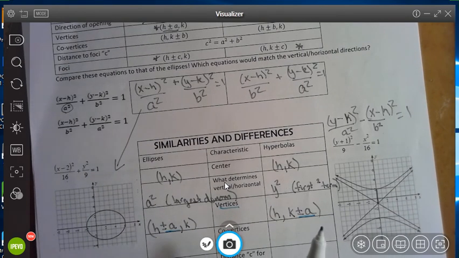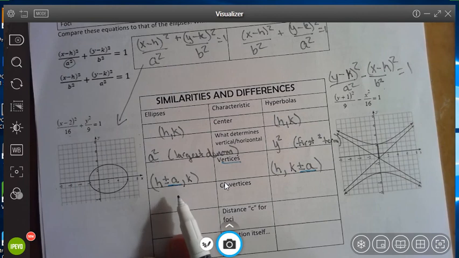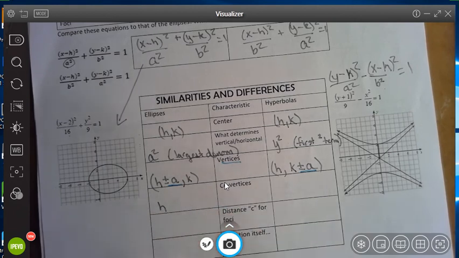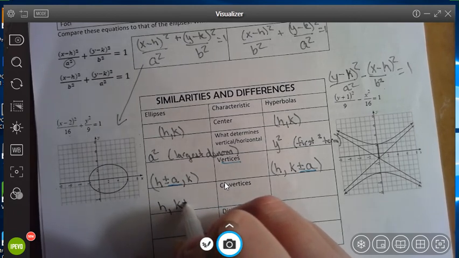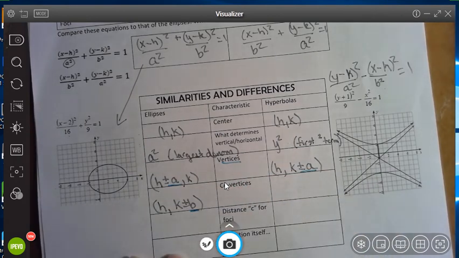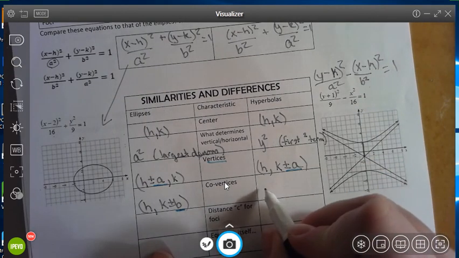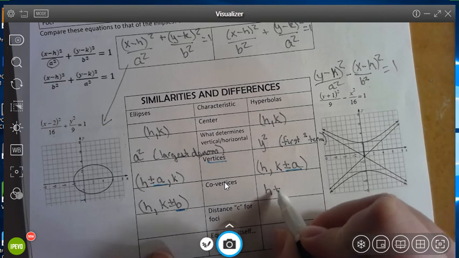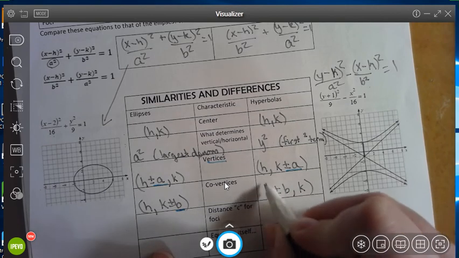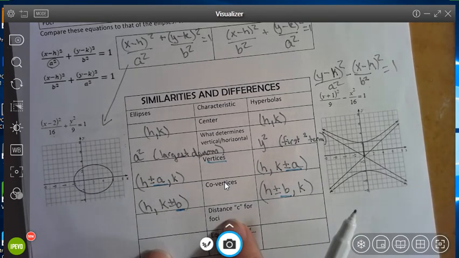All right, covertices. This is getting a little tight. Okay, there we go. So the covertices, we're going to find those by the b value. So whatever we used up here, h will go back to being h, but this time we're going to have k plus or minus b. Notice again, I have a b value being added in here. And look what happens for the covertices for this side. For this one, I'm going to have h plus or minus b and then k. All right, so again, it's that plus or minus b going on.